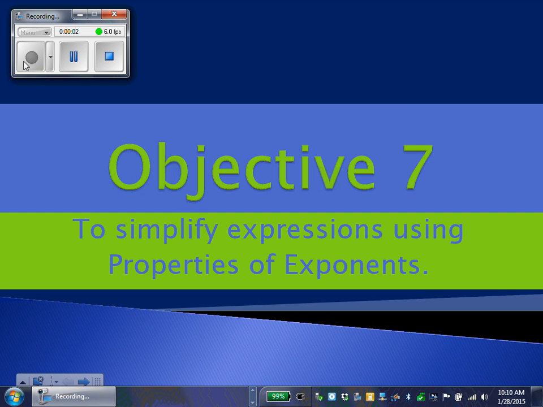All right, this is objective 7. We're going to simplify expressions using the properties of exponents. Somebody remind me what properties are. Or what do I call properties? What's a property? Nobody knows what a property is. Caitlin. It's a shortcut. Yeah, it's a shortcut. Things that make life easier. So here is me selling the properties to you.